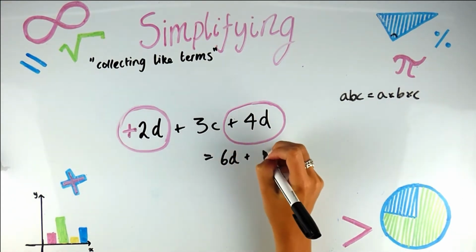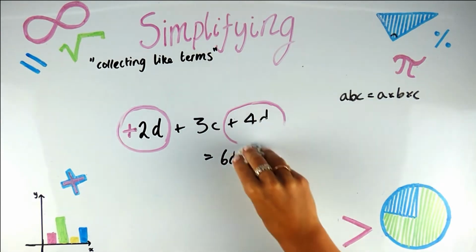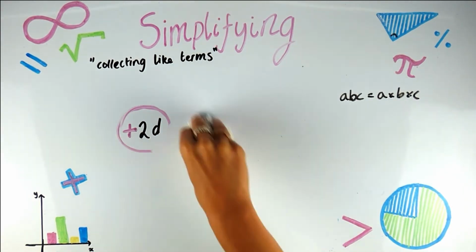And then we can't do anything with this 3C because it's a C and not a D. That would be like adding 6 dinosaurs plus 3 caterpillars. That's just what you have. You can't add them together because you'd have a dino caterpillar, which would be really weird. I'm kind of picturing it now.